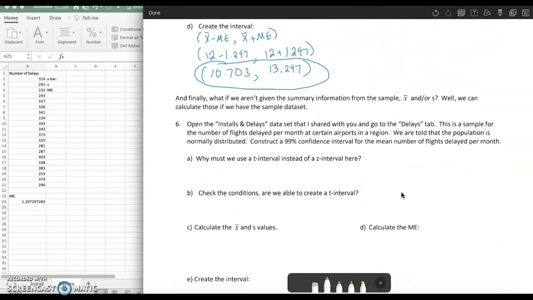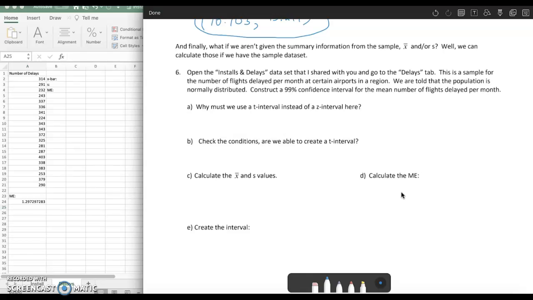Okay, and finally, for our last example, what if you aren't given the summary information for the sample at all? What if you don't have the X bar or the S, or the sample mean or standard deviation? As long as you have the data set, you can calculate those and move on from there. So this is kind of the longest type problem that you might come across.